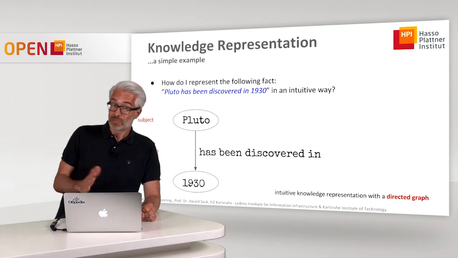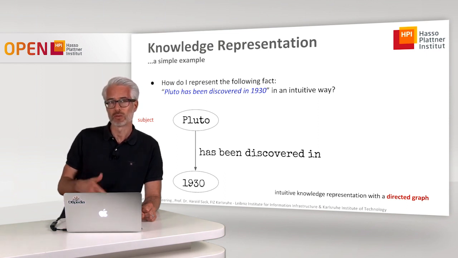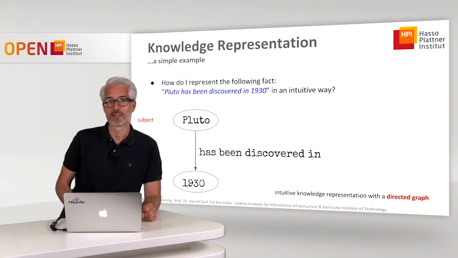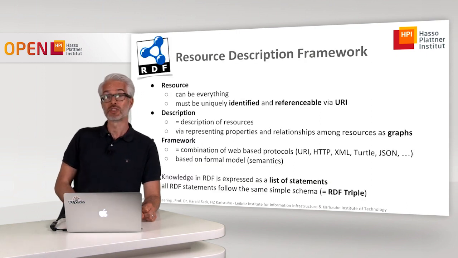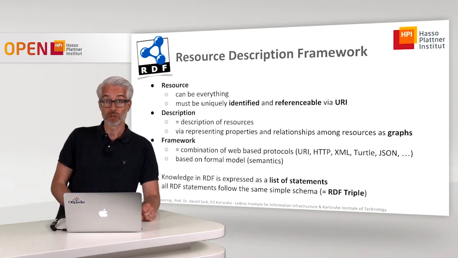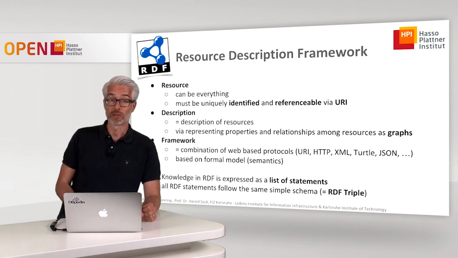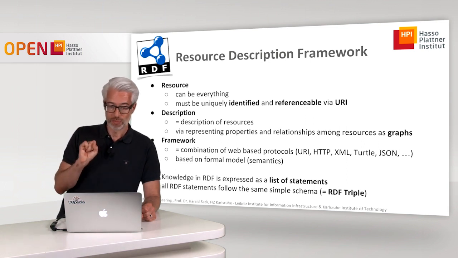But the graphical way is not necessarily the most handy way to deal with large knowledge representations. So we must find somehow also a kind of sequentialization or serialization of this kind of knowledge representation. And this can be achieved with the Resource Description Framework. What is the Resource Description Framework? Usually it's part of the so-called semantic web stack. There it's in a specific layer, and this is used for knowledge representation.